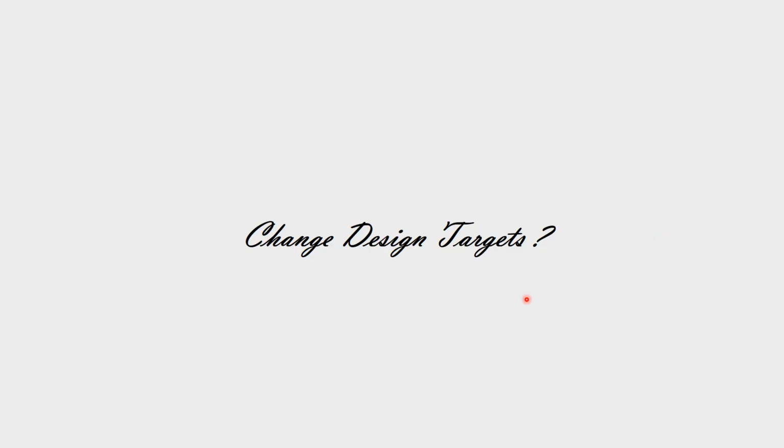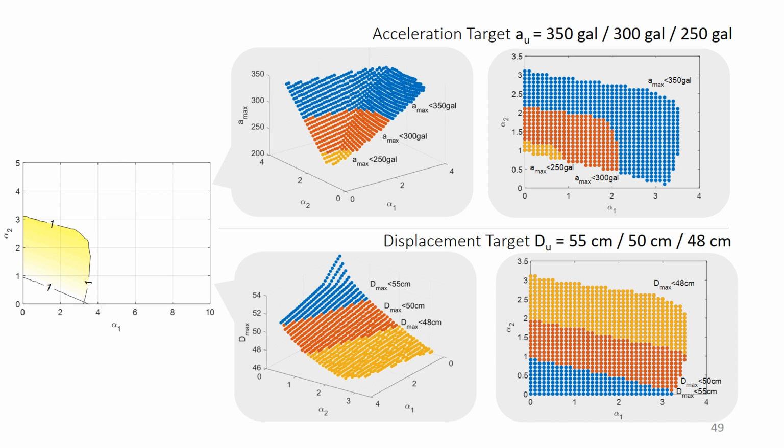And next, we want to discuss the design range, and what happens if we change our design targets. We can see from the figure on the upper side that if we change the acceleration targets while the displacement target remains the same, we change the Au from 350 gal to 300 gal and 250 gal.